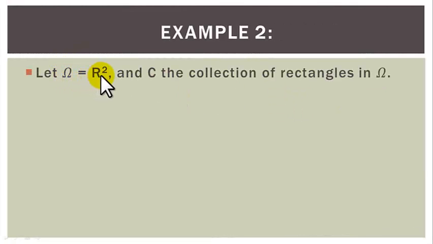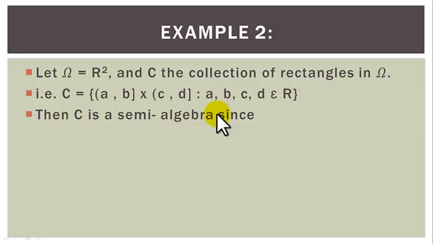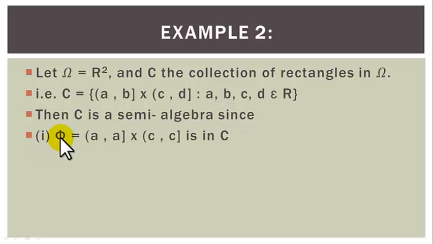Example number 2. Let omega equal R squared and C be the collection of all rectangles in omega. That is, C is the set of all Cartesian products (a, b] cross (c, d], such that a, b, c, and d are all real numbers. Then C is a semi-algebra because the three conditions are satisfied. 1. Empty set is an element of C, since you know empty set is a subset of every set.